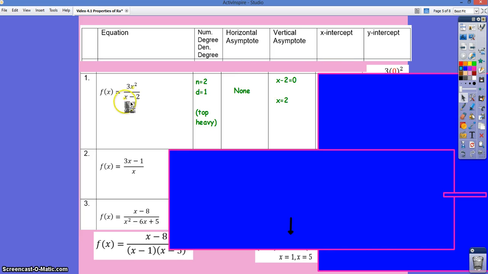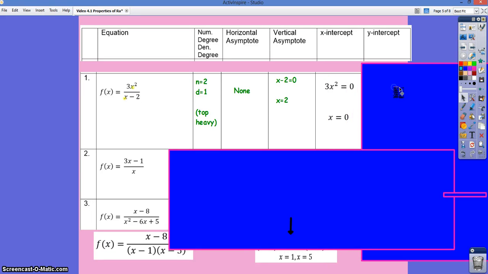X-intercept. How do I find that? For the x-intercept, I'm going to set the numerator equal to 0. If I set the numerator equal to 0, 3x squared equals 0, what can I plug in for x to get 0? Hopefully you're saying 0. X equals 0. The graph will cross the x-axis at x equals 0.